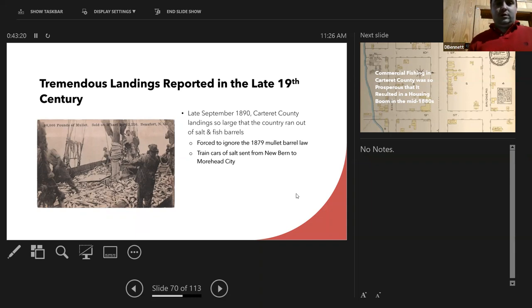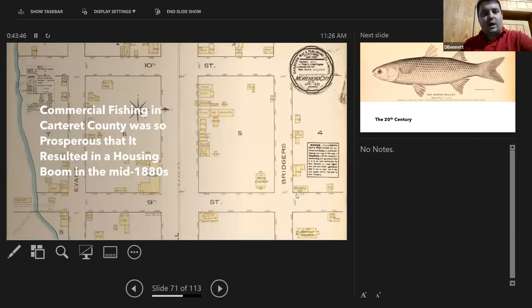In the late 19th century, the landings in Carteret County were so large that there are instances where the county ran out of salt and fish barrels. And people ignored the barrel laws and were just grabbing any container they could to store mullet. And they had these emergency deliveries of salt coming in from New Bern by train. And commercial fishing became so prosperous in Carteret County that there was a housing boom in the mid 1880s, where over 100 houses were built in Morehead City alone in about a year or two.